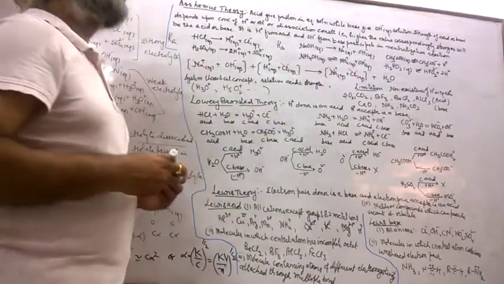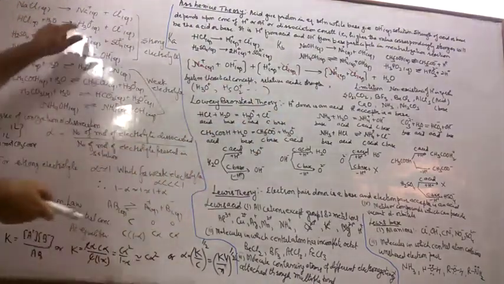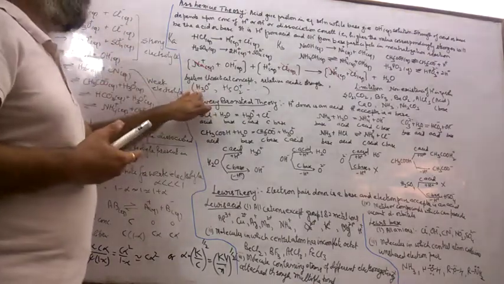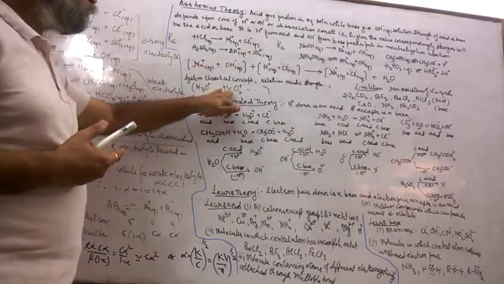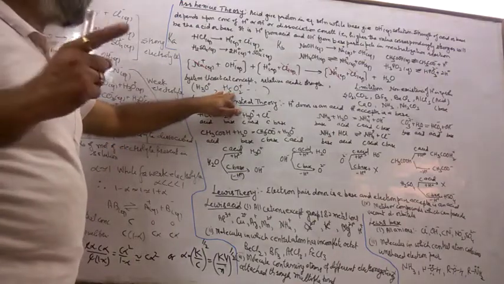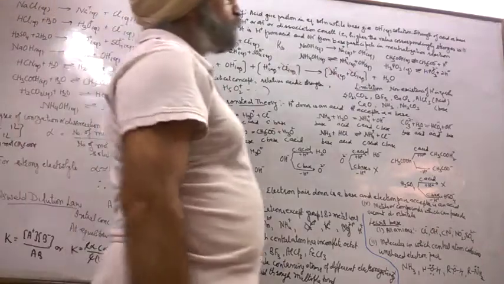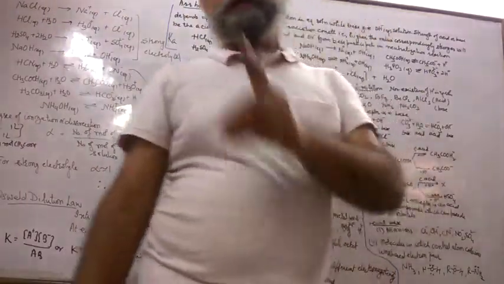H positive cannot exist in aqueous solution alone. H positive plus water gives H3O positive. If there are two waters attached to one H positive, then it is H5O2 positive. And these are called hydronium ions. In aqueous solution, we get hydronium ions, not H positive.